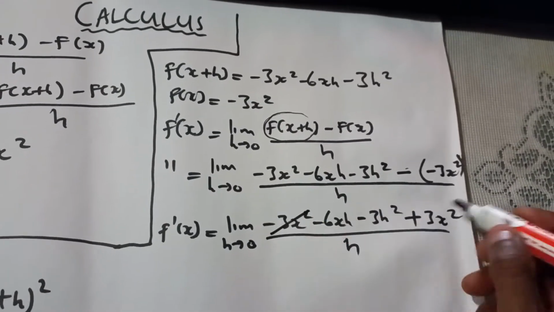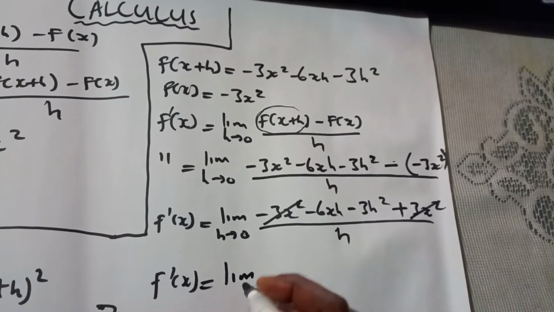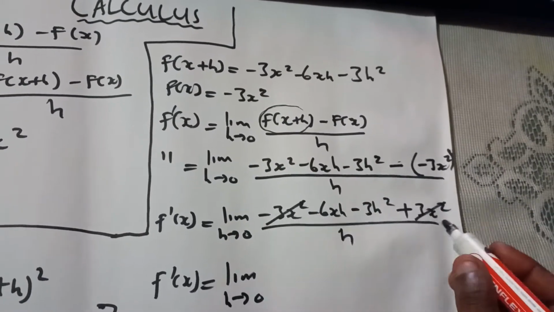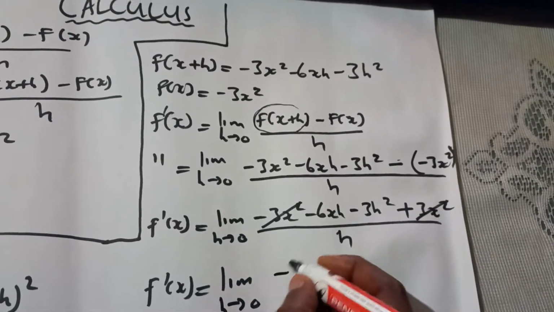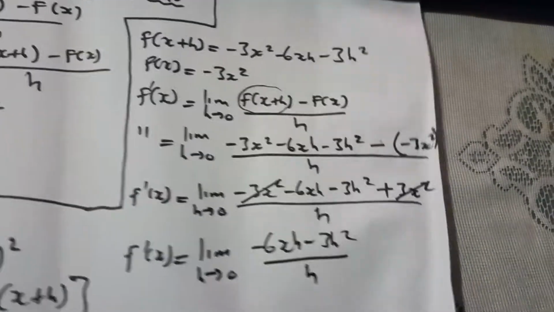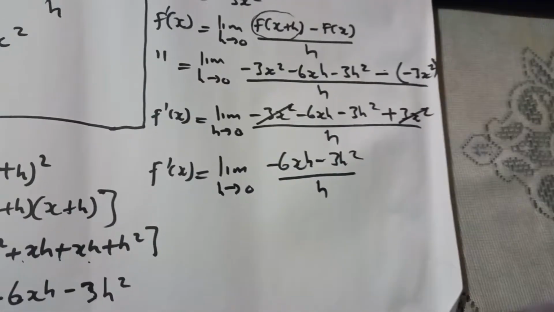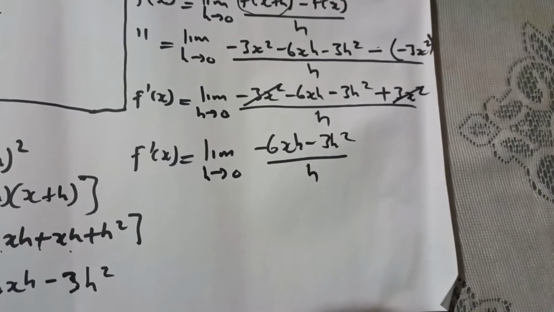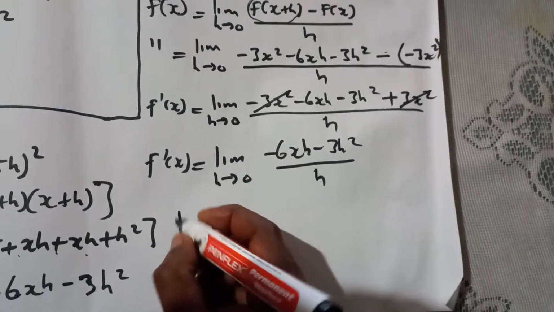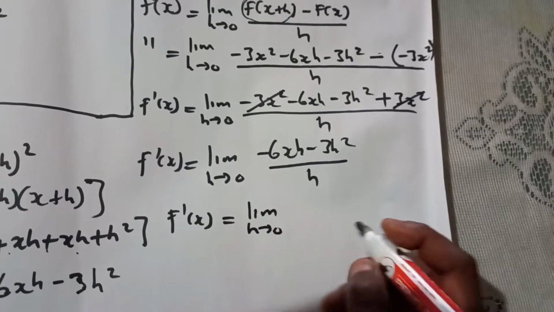Now from here, because it's very simple to do this, right? You will notice that this one and this one will go off. So f derivative is equal to the limit as h approaches 0. Now, since negative 3x squared and plus 3x squared are gone, we are left with negative 6xh minus 3h squared all over h. I hope everybody is still following. The reason I'm doing this is because it's one of the basics. It's like they have given you a free gift. This is a free gift. This is a giveaway.